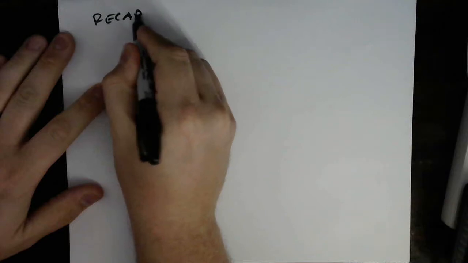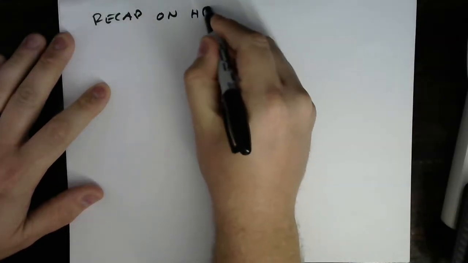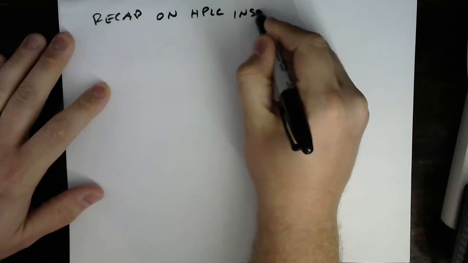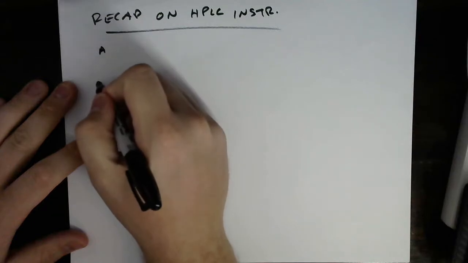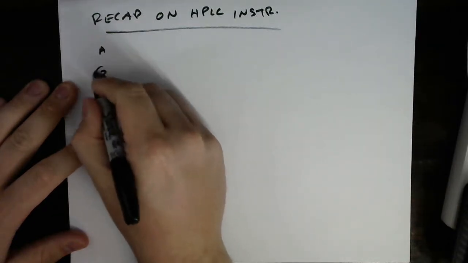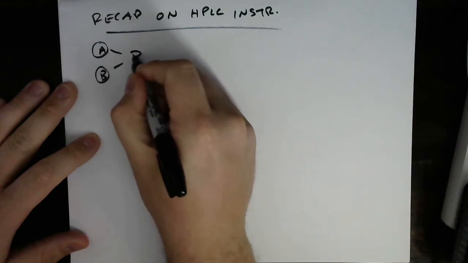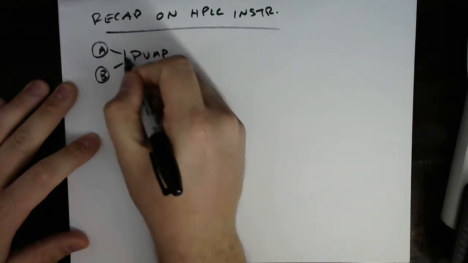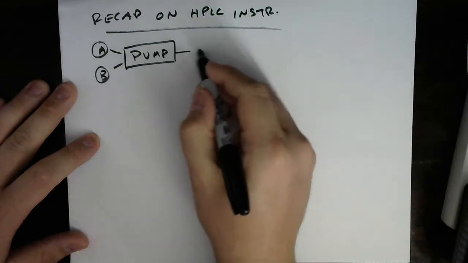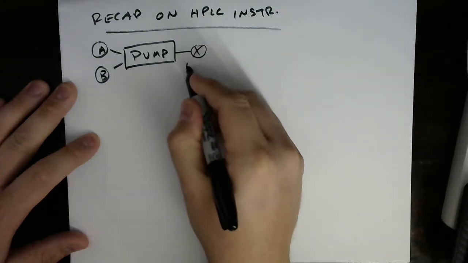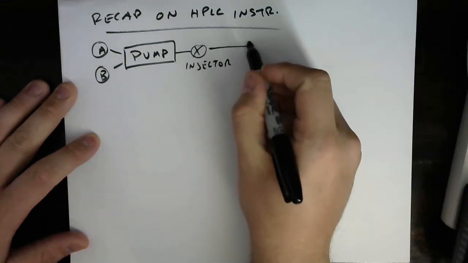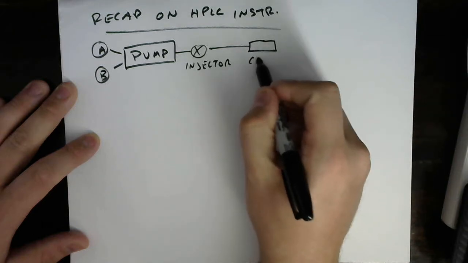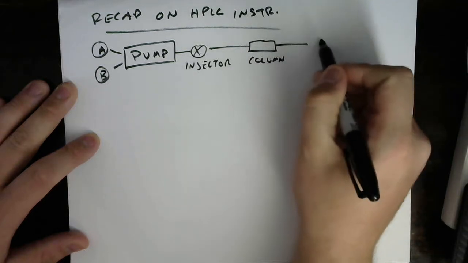So let's do a little recap on HPLC instrumentation. Here's a little diagram that sort of framed our conversation. It's two mobile phases going into one pump. That pump feeding an injection valve. And then flow from the injection valve going to a column. And finally, a detector.